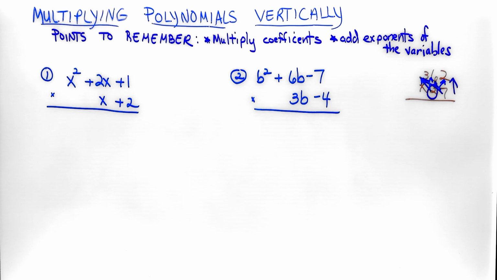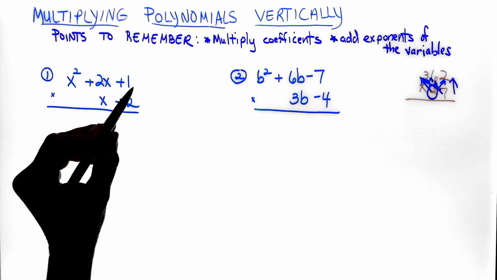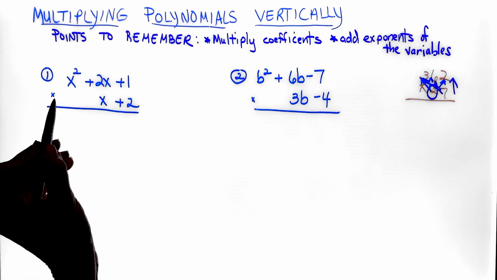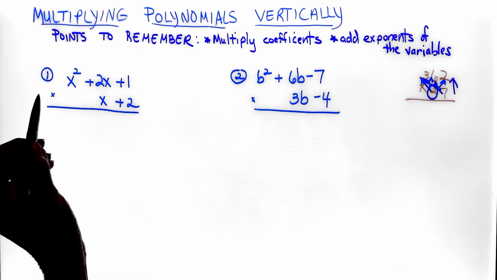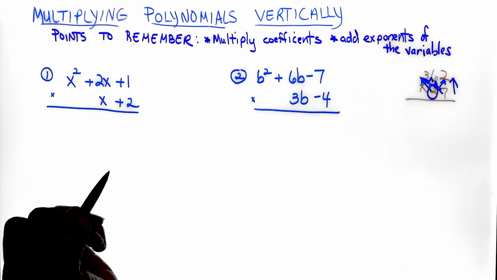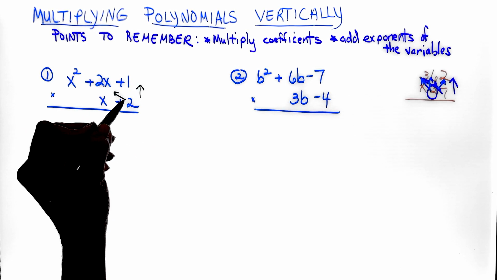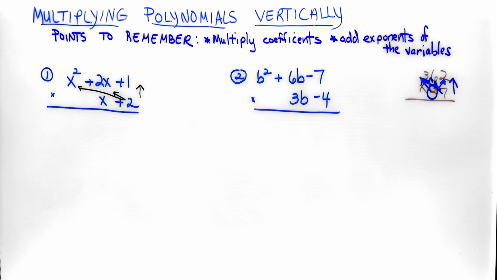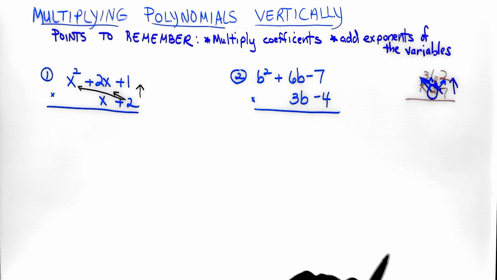So for the first problem, we have x squared plus 2x plus 1 times, and that is a times sign there. I put it over so that you don't confuse it as a variable, x plus 2. So we will start by multiplying each one of these by 2. And we will want to make sure we line up our numbers just like we did in the past when we were multiplying.